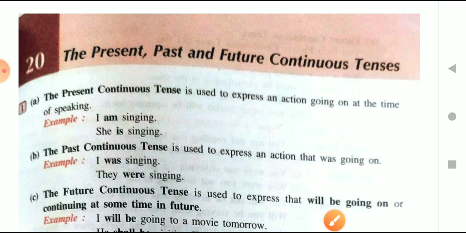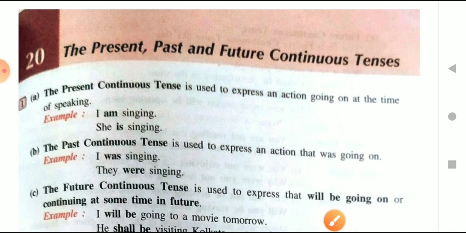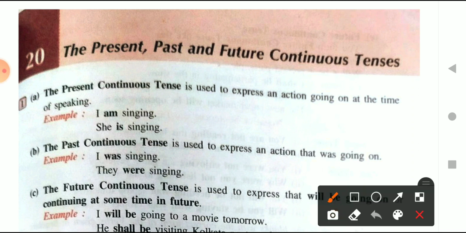So now see how you write present, past and future continuous tense. For present continuous tense, see where we use it. Present continuous tense is used to express an action going on at the time of speaking. Continuous action means what? That is happening continuously. It is used to express an action which is going on at that particular moment when the speaker is speaking the sentence.